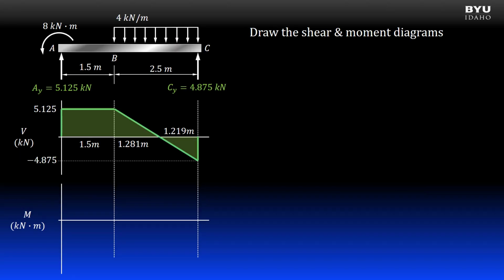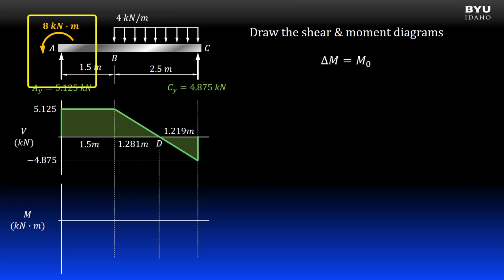Now I can create my moment diagram. I know that interesting things happen at B and C. I also know that the point where the shear diagram goes to 0, I will call it point D, is an important point on my moment diagram. Again, we work from left to right. At point A, we have a concentrated moment applied.